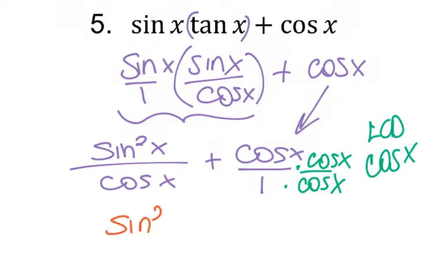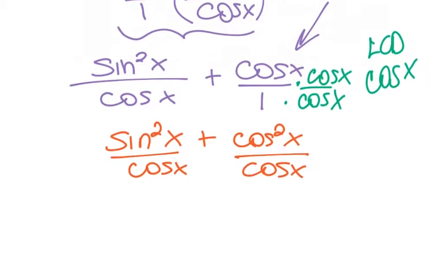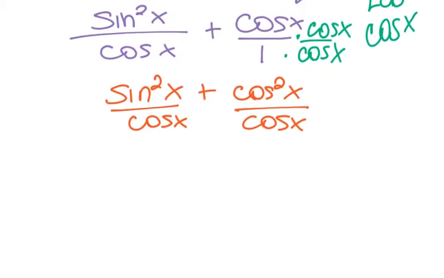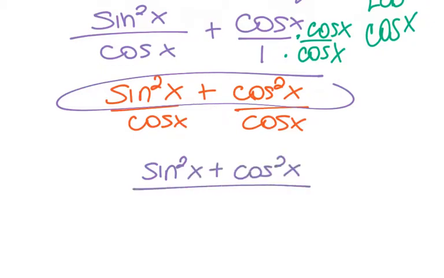So I'll have sine squared x plus cosine squared x over cosine x. Now I have the same denominator. This means that I can go ahead and combine these fractions together. However, these are not like terms, so the only thing I can do is express them as a binomial. I can express it as one fraction, and so I have sine squared x plus cosine squared x over cosine x.